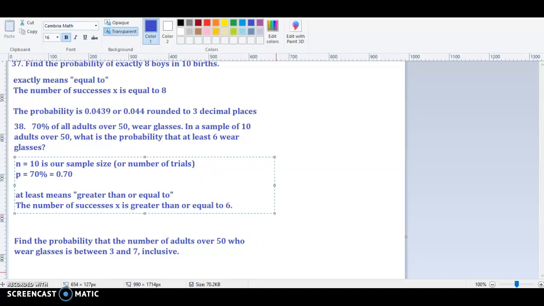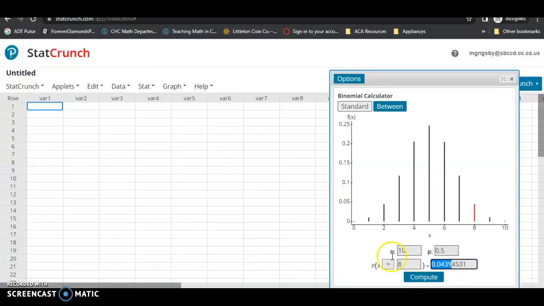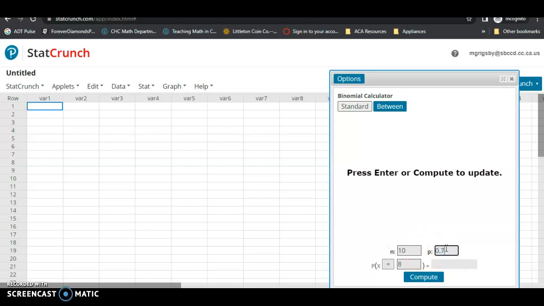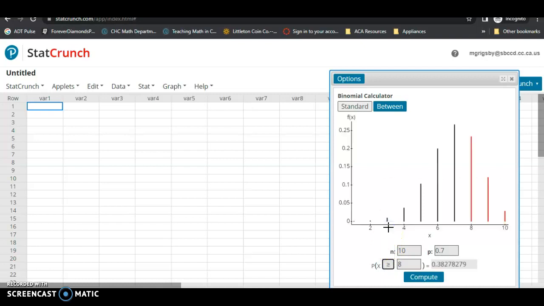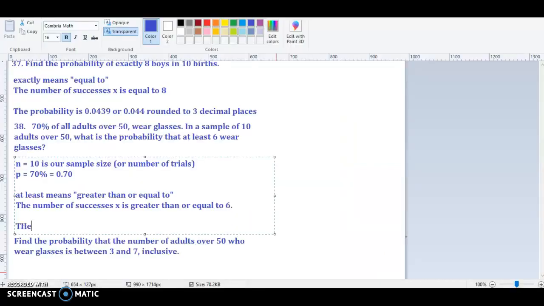We're going to input that into the calculator in StatCrunch. Our number of trials is 10, our probability of success is 0.7, and we're looking for at least 6 successes, 6 people who wear glasses out of the 10 people. So we update that 8 to a 6 and compute. To 4 decimal places, our probability is 0.8497, or 0.850 rounded to 3 decimal places.